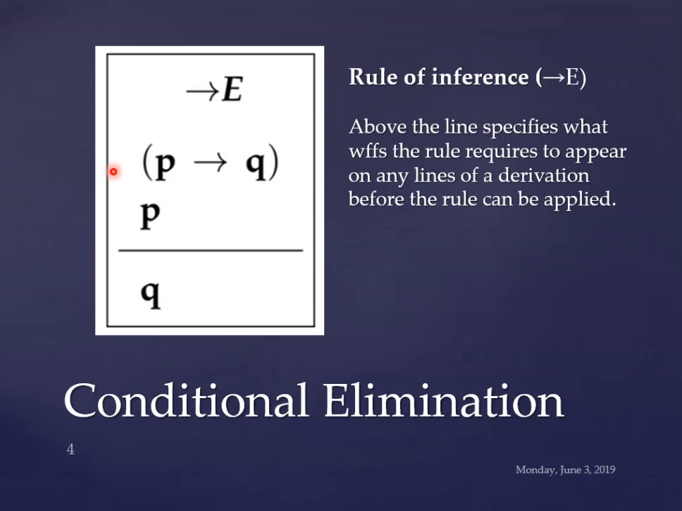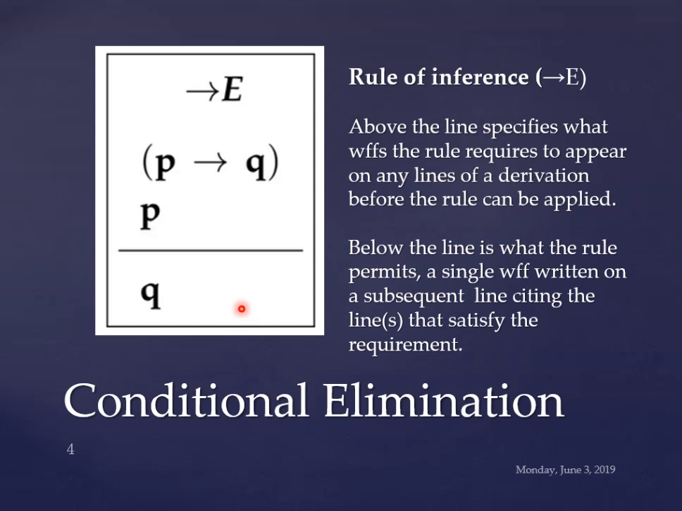Remember, P and Q can stand for anything. But the idea is that you have to have P arrow Q and a P, and then you can write down what's below the line. That's the output line, and you can write down Q. So you can never eliminate for the antecedent in this rule. You can only eliminate for the consequent, and that is arrow E, which is conditional elimination.